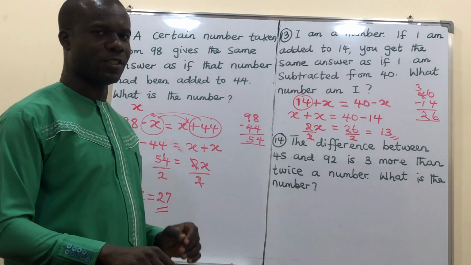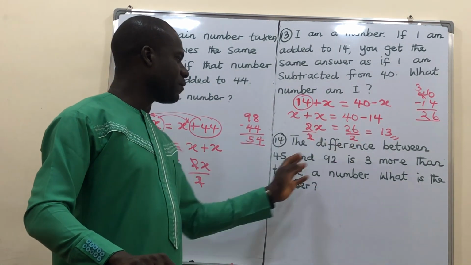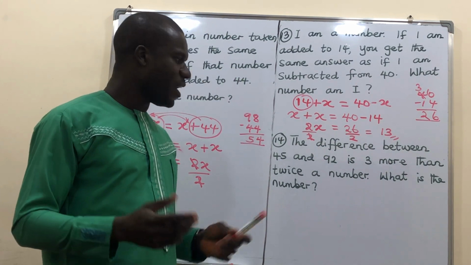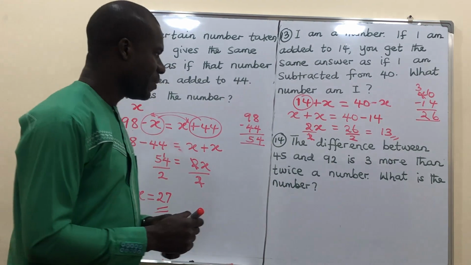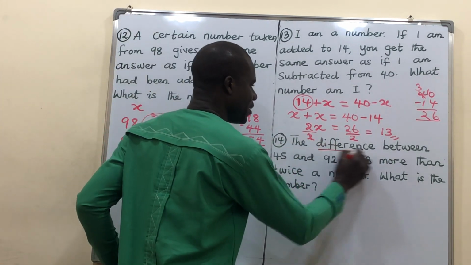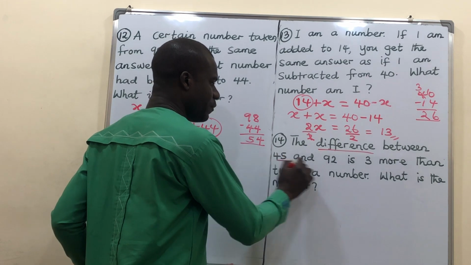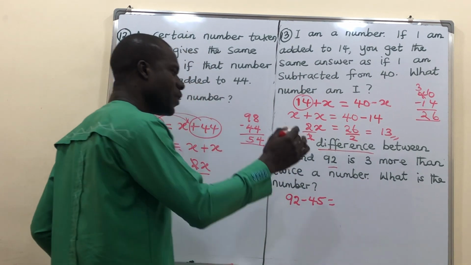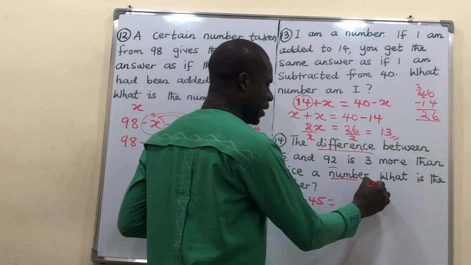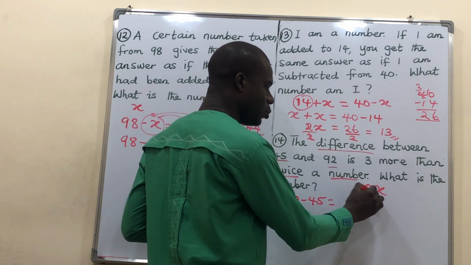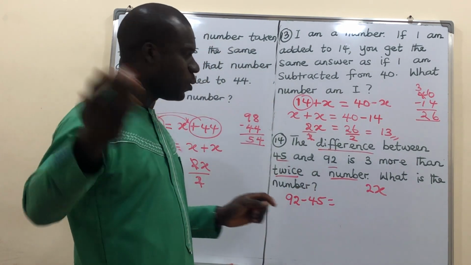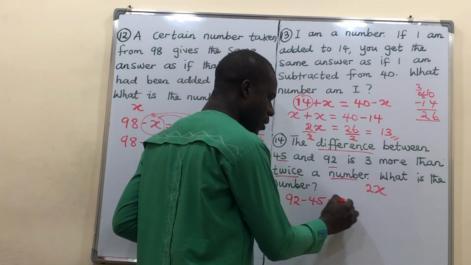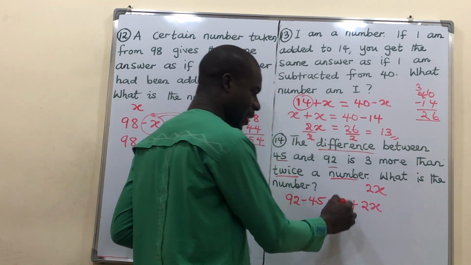This will be the last question for today. The difference between 45 and 92 is 3 more than twice a number. What is the number? Let's take it bit by bit. Difference here means subtraction. So the difference between 45 and 92, 92 the bigger number minus 45, equals 3 more than twice the number. Let the number be x. Twice the number will be 2x, isn't it? x plus x equals 2x. 3 more than twice that is 3 plus 2x.